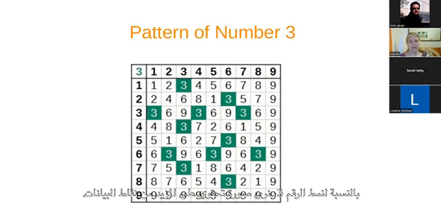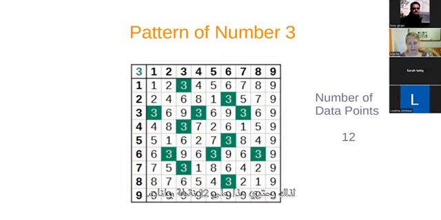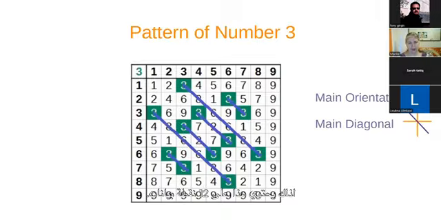For the pattern of number 3, we see an image with more data points. So this has 12 data points. And the orientation is again along the main diagonal.